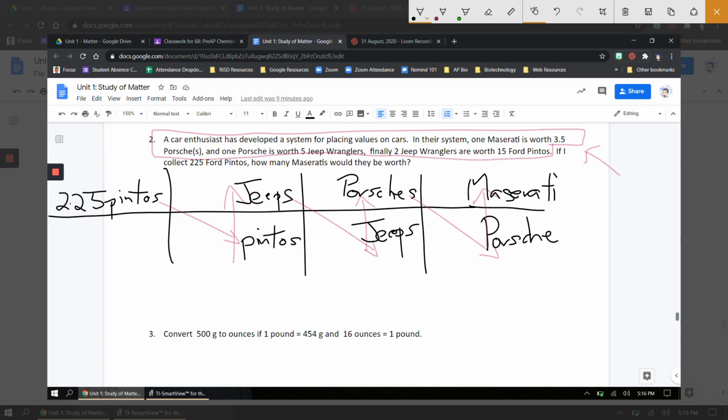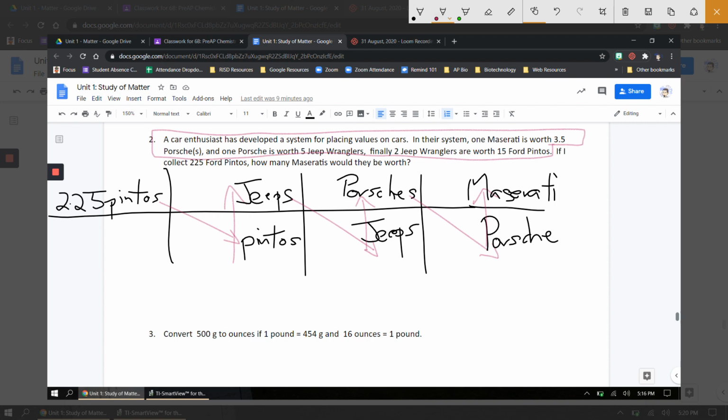Okay? All right, so that's the hard part. If you guys could get that far correctly, you're doing pretty well, because the next part is going to be the easy part. But we had to go from Pintos to Jeeps to Porsches to Maserati. There is no other way around it. There is no other order. There is no shortcut at all. Sorry, but that's the truth. So now what we need to do is do the conversions.